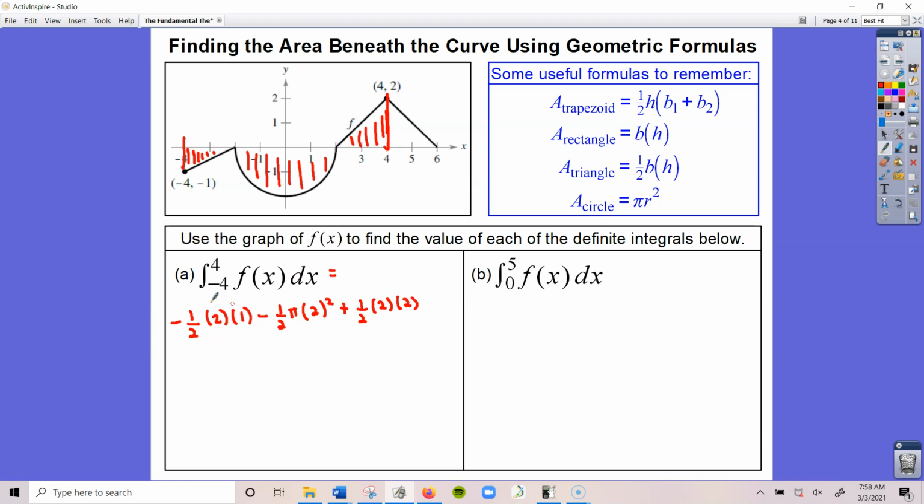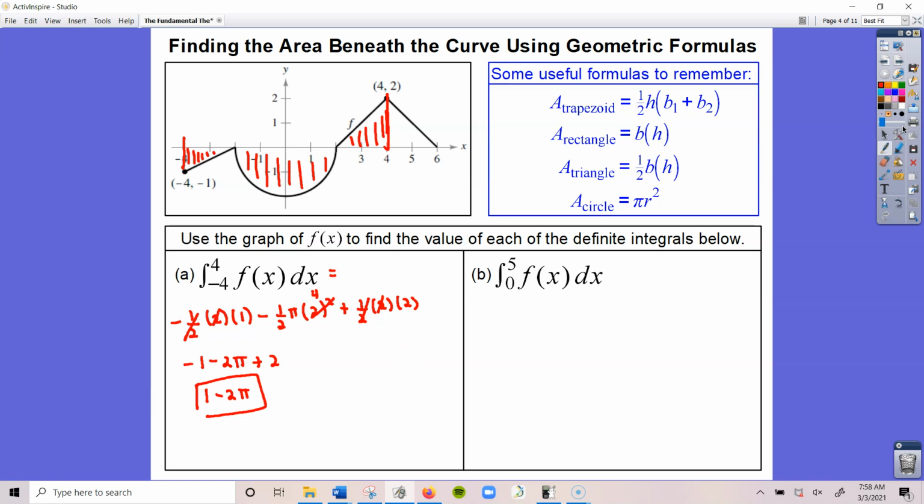And now to get the value of this integral, we're just going to work this out. So this 1/2 and this 2 will cancel, leaving me with -1. This here is 4. So 1/2 of 4 is going to be -2 pi. And then here this 1/2 and this 2 will cancel, so plus 2. So now we just combine. -1 plus 2 is +1, and then the -2 pi. So this would be the value of that integral.